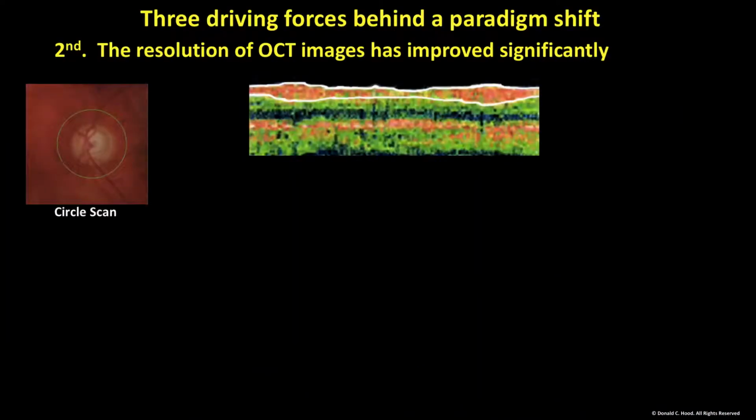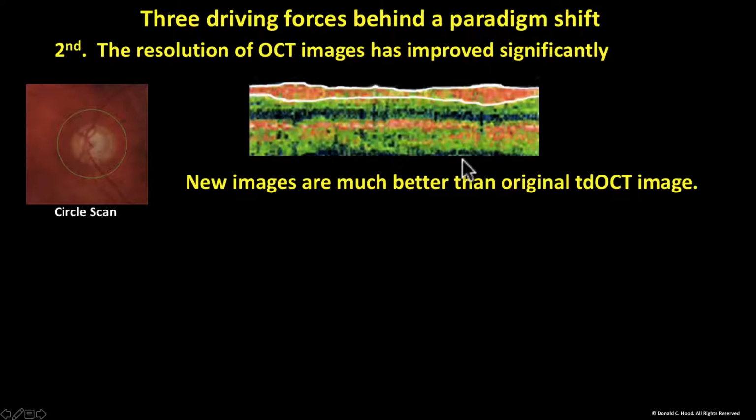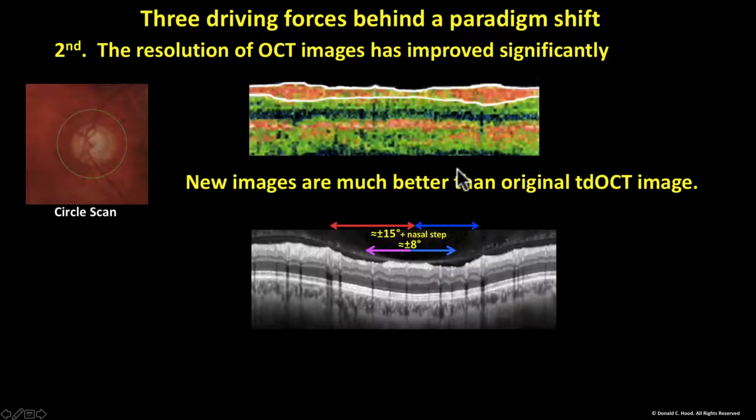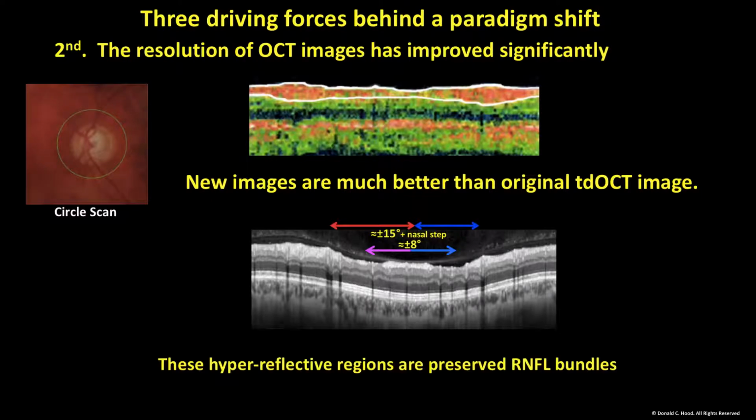All right, so the second driving force behind a paradigm shift is the increased resolution of OCT images. They've improved significantly. This is an example of what was available with the time domain machine 10 years ago or so. New images are much better than the original machine. In fact, they've been better for 8 years or so. This scan here is from a spectral domain machine, but it was obtained about 8 years ago.